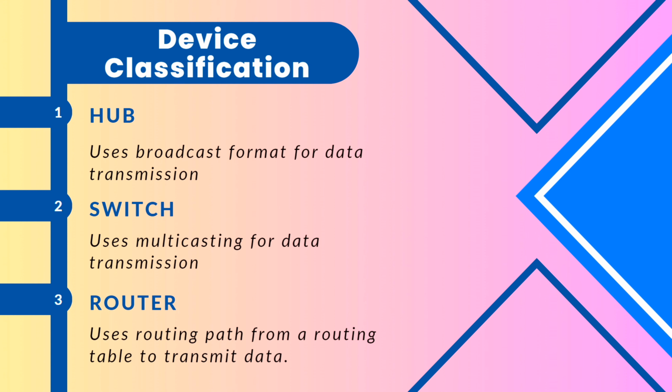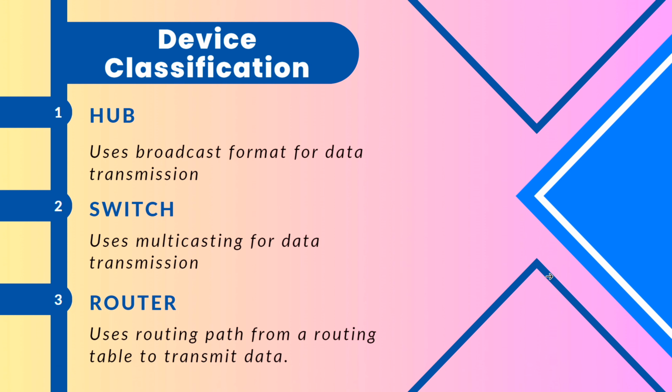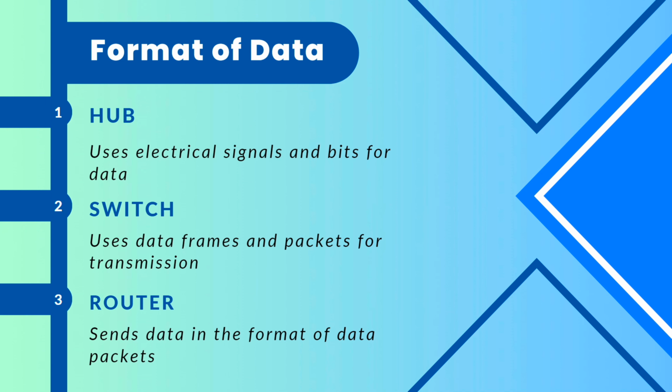The router uses a routing path from a routing table to transmit data. Routing tables are used to determine the path that network packets should take to reach their destination. A routing table typically contains information about available routes, including the next hop devices or IP addresses and associated metrics or preferences. Going ahead, the next topic of differentiation is the format of data in which it is transmitted.